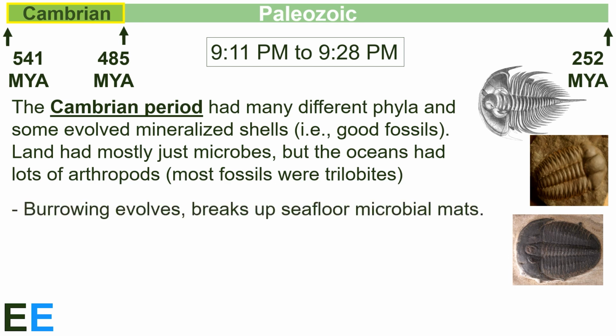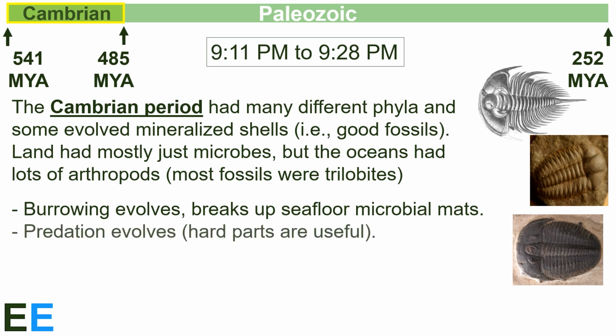The brand new behavior of burrowing evolves during the Cambrian. This breaks up the seafloor microbial mats and allows things other than bacteria to use the ocean floor. Predation evolves. It turns out that killing is one of the things that hard parts are useful for. In response, many species evolve shells as protection. This arms race of hard parts is another reason why this is when we start getting good fossils.